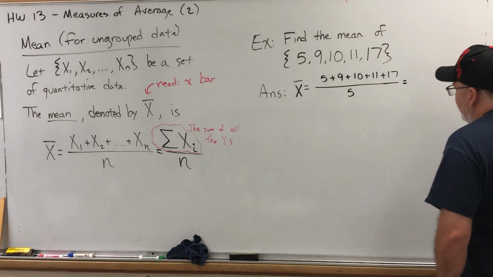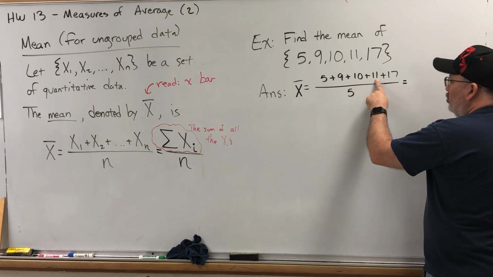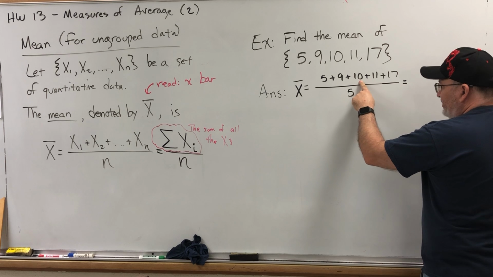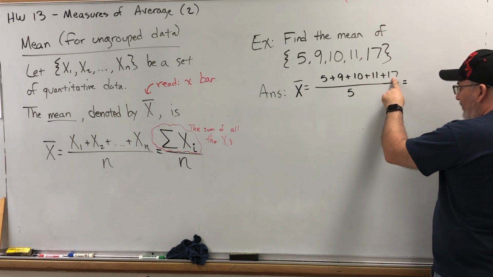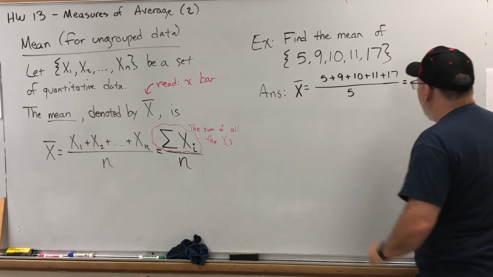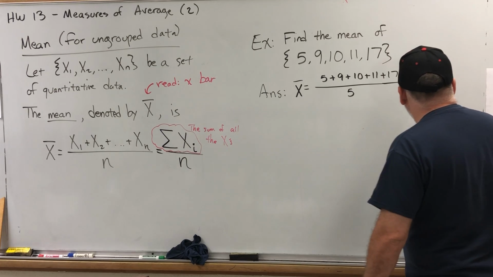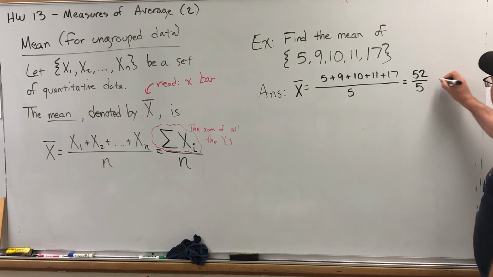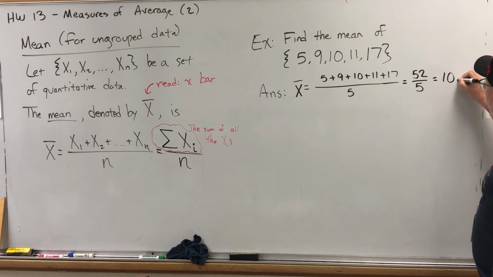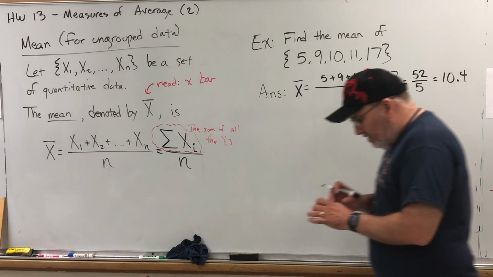So let's see what the sum is. Let's see if I can do this efficiently. This 9 plus this 11 makes 20, plus 10 makes 30, plus 17 makes 47, and plus 5 more makes 52. So the sum of the values is 52, but now to find the mean, I have to divide by 5, and that's going to be 10.4. So it's just the average, folks, or what you commonly know as the average.